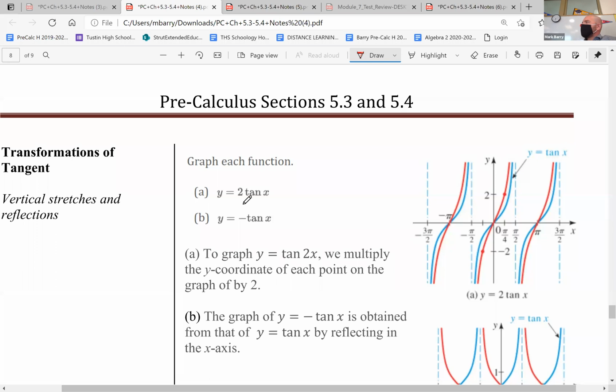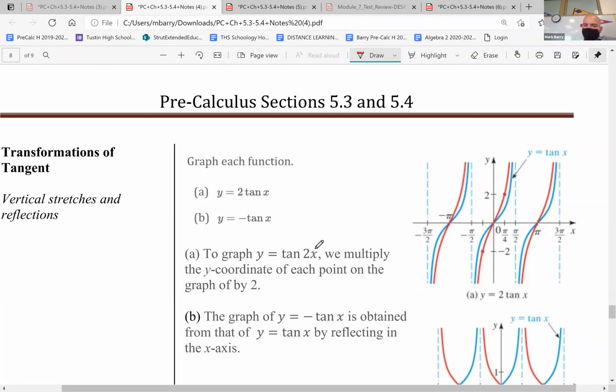So when we have something like y equals 2 tan of x, obviously that's not changing the amplitude because, like I said, there is no amplitude on these ones. It just kind of makes it steeper. So you can see here the blue graph is the original tan x, and then the red graph is just a little bit steeper, okay?